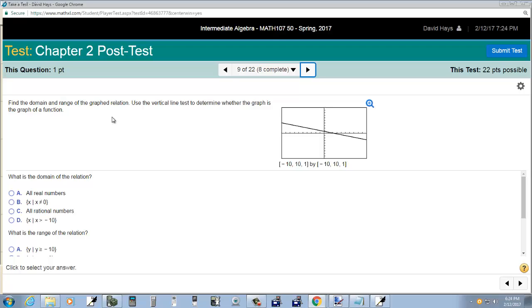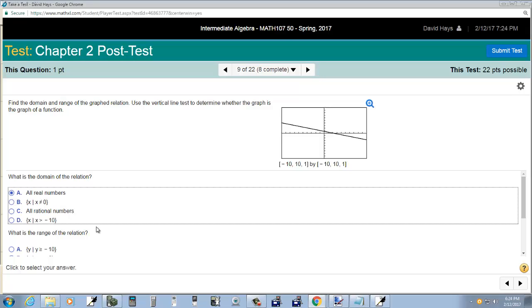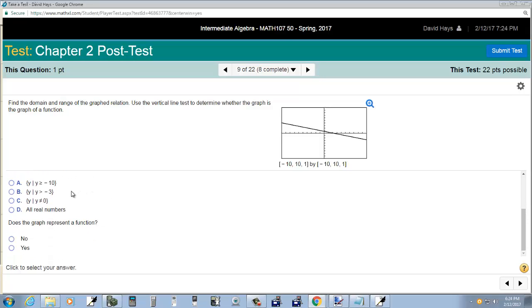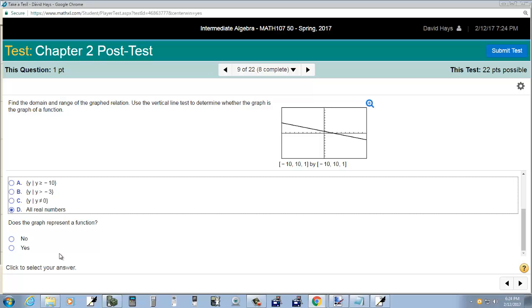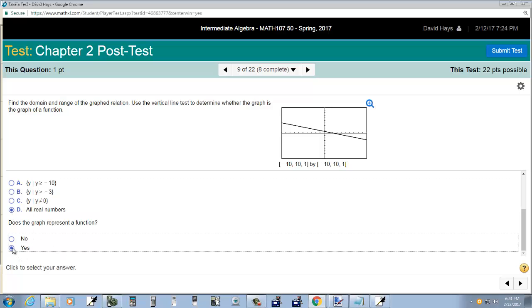Now this says find the domain and range. It keeps going forever this way, it keeps going forever this way, so the domain is all real numbers. Now the range, our lowest point and our highest point. It keeps going down forever this way. As it keeps going this way, it keeps going up forever. So eventually it's all real numbers. Does the graph represent a function? Yes. There are very few lines that don't represent functions. The only line that doesn't represent a function is a vertical line. I guess that's all they're asking for.